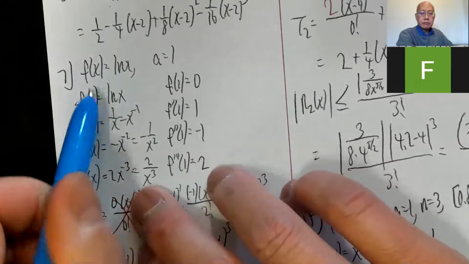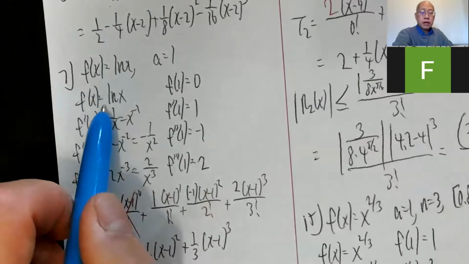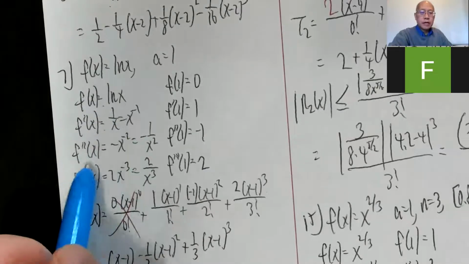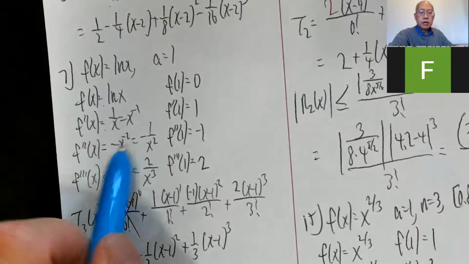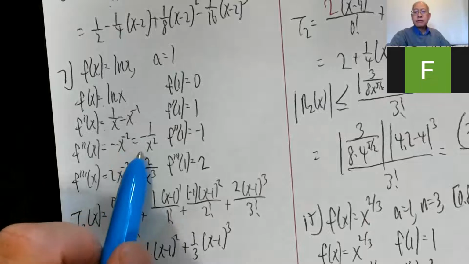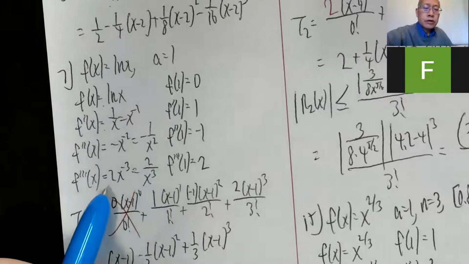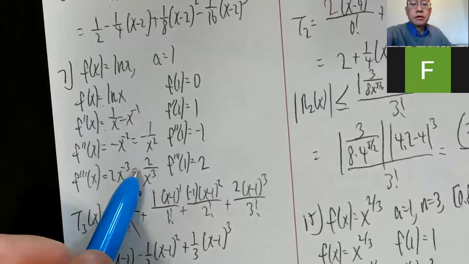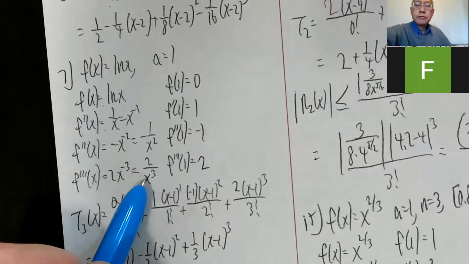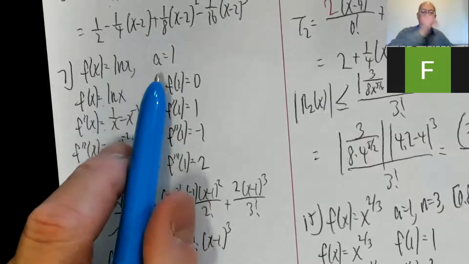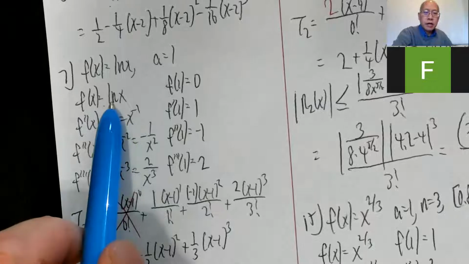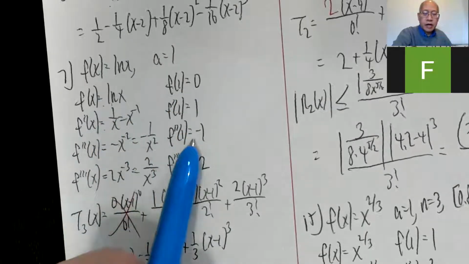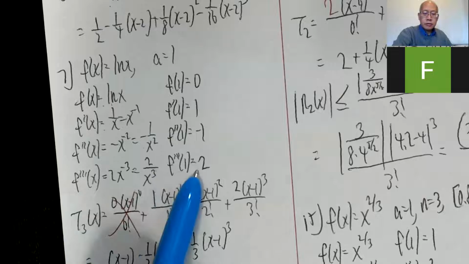And now the derivatives. So ln x, first derivative is 1 over x, or x to negative 1. Second derivative is negative x to negative 2, which is negative 1 over x squared. Third derivative is 2x to negative 3, or 2 over x cubed. Now we're centered at 1. I keep plugging in 1. ln 1 is 0. Plug in 1 here, I get 1. Plug in 1 here, negative 1. Plug in 1 here, 2.